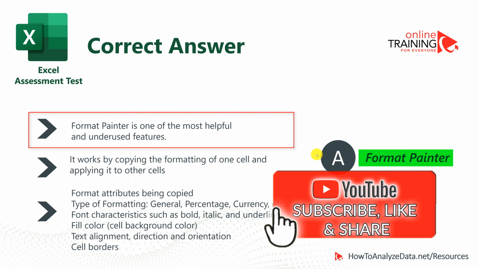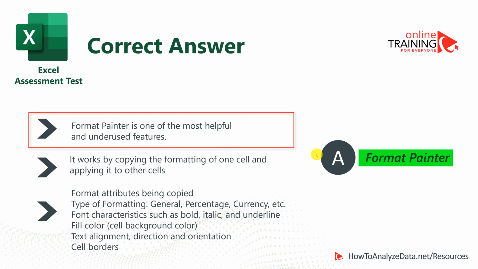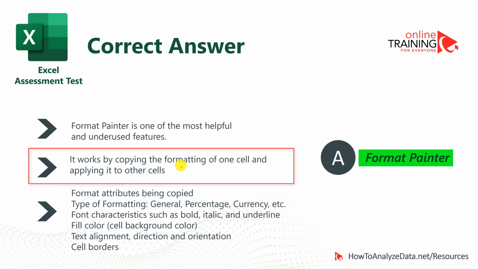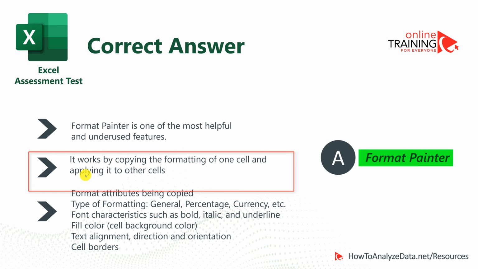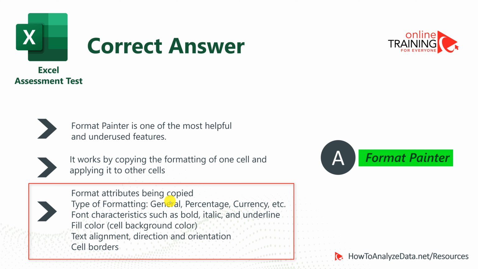Format Painter is one of the most helpful and underused features of Microsoft Excel. It works by copying the formatting of one cell and applying it to other cells. The format attributes that are copied include general, percentage, currency, and all the numeric types of options available in Excel. Font characteristics are also copied, such as bold, italic, underline, and others. You also copy fill color, text alignment, cell borders, and a lot of other things.